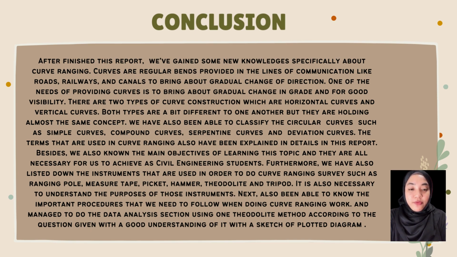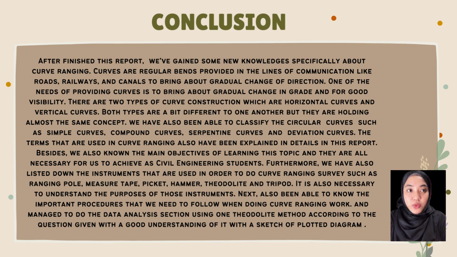After finishing this report, we have gained some new knowledge, specifically about curve ranging. Curves are regular bends provided in lines of communication like roads, railways, and canals to bring about a gradual change of direction. One of the needs of providing a curve is to bring about a gradual change in the grade and for good visibility. There are two types of curve construction, which are horizontal curve and vertical curve. Both types are a bit different from one another, but they hold almost the same concept.